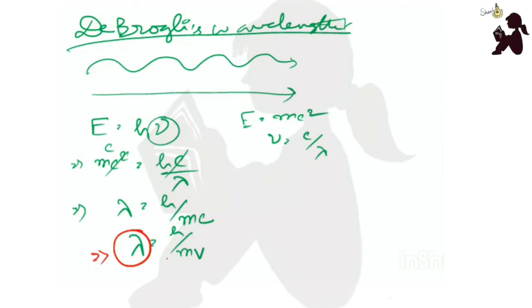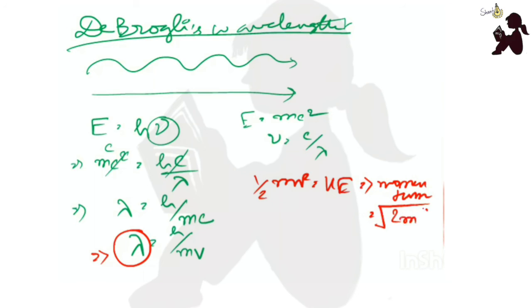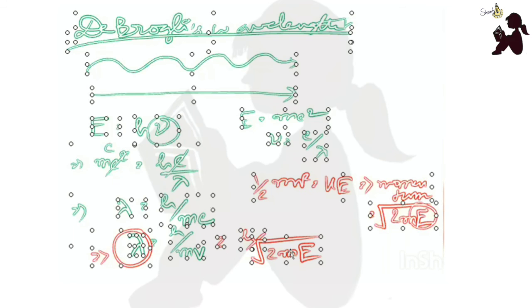Now this equation can also be modified. That is, half mv square we equate to K. Now we know that momentum can be written like this with respect to our energy. So this equation will be modified like this: h by root over 2mK. So here de Broglie wavelength is done.